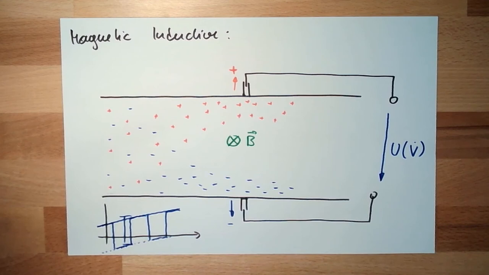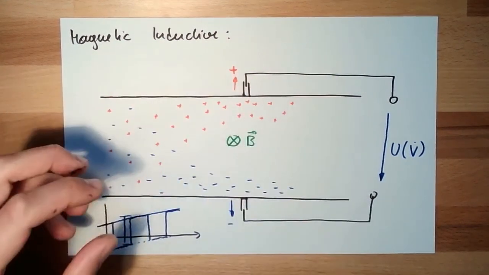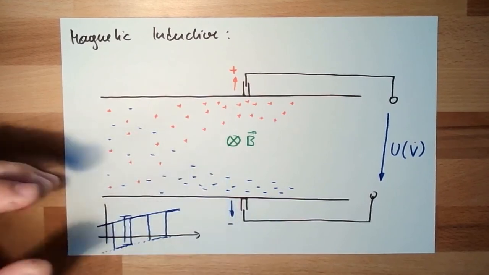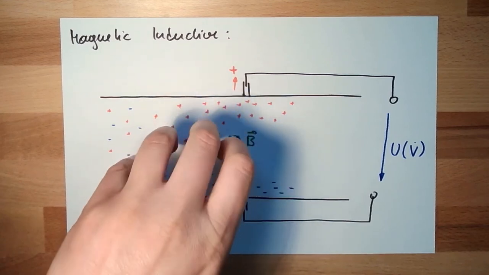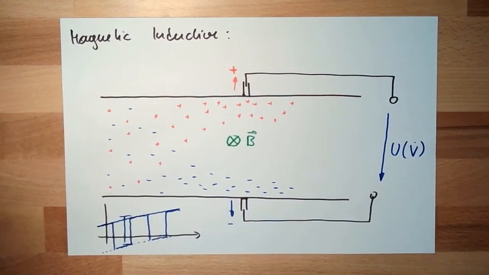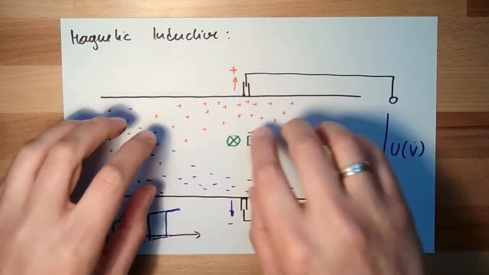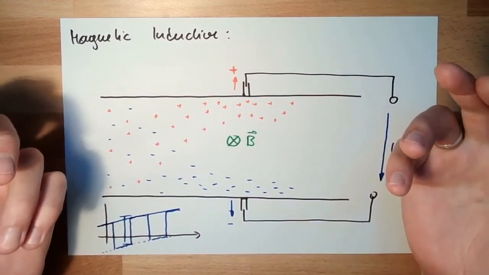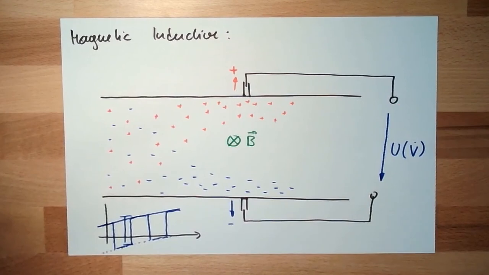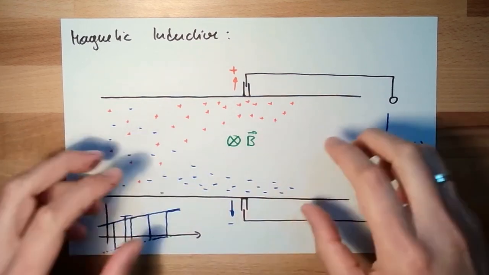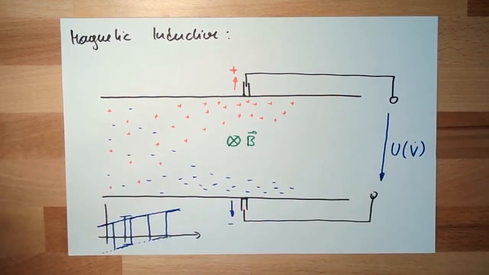Magnetic inductive flow measurement. Advantage, no moving parts, no pressure drop, it's just a tube. It can be used for big tubes. The linearity is very fine, and there can also be particles inside. Since this is just a tube, they will simply pass. So if this is mud, this is still working, because there is nothing in the path of this liquid.